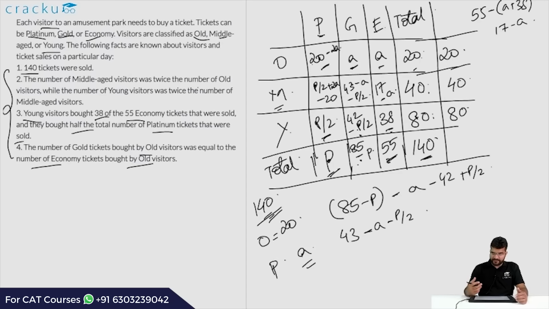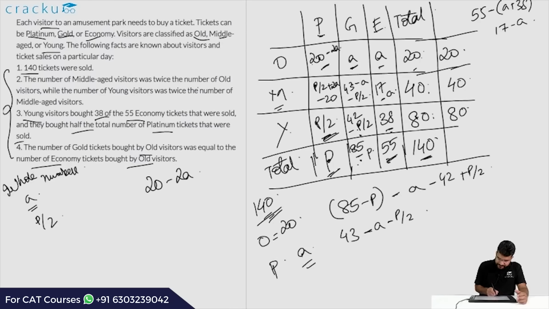Before we go further into solving the questions, we'll have to mentally look at some of the constraints. The constraints are that each of the numbers in all these cells has to be a whole number. It can't be a fraction, it can't be negative. So for example, A has to be an integer greater than or equal to 0. Similarly, P by 2, which is the number of platinum tickets bought by young people, has to be an integer. These are basically whole numbers. The other constraint is that 20 minus 2A, which is the number of platinum tickets bought by old people, also has to be a whole number.